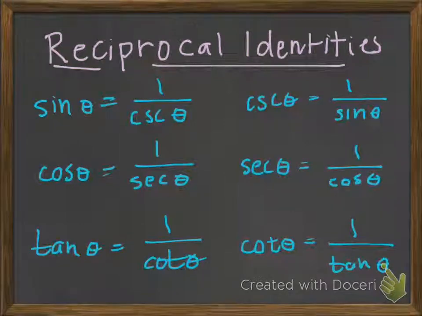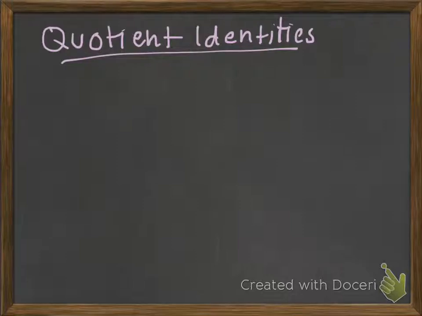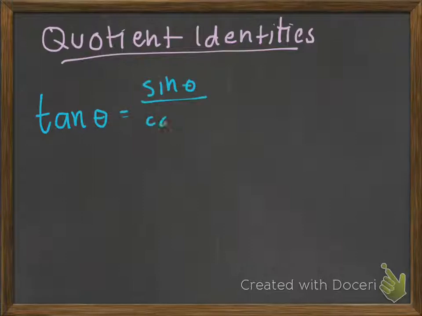Next set of identities are my quotient identities, and quotient means division. So tangent of theta is equal to sine of theta over cosine of theta. And I want to just prove this to you so you understand why this is true. Sine is y over r, and cosine is x over r. And if I needed to fix this up, I would multiply by the reciprocal, so y over r times r over x.